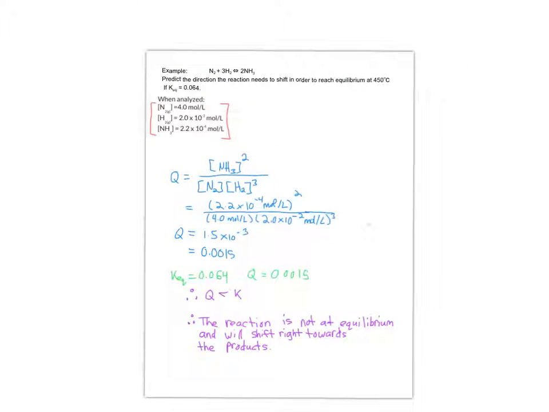That is the end of this video lesson. Remember, the ultimate reason behind calculating the reaction quotient is so you can figure out which way a reaction needs to shift in order to reach equilibrium. I'll have some practice posted for you later, and that's all for now.